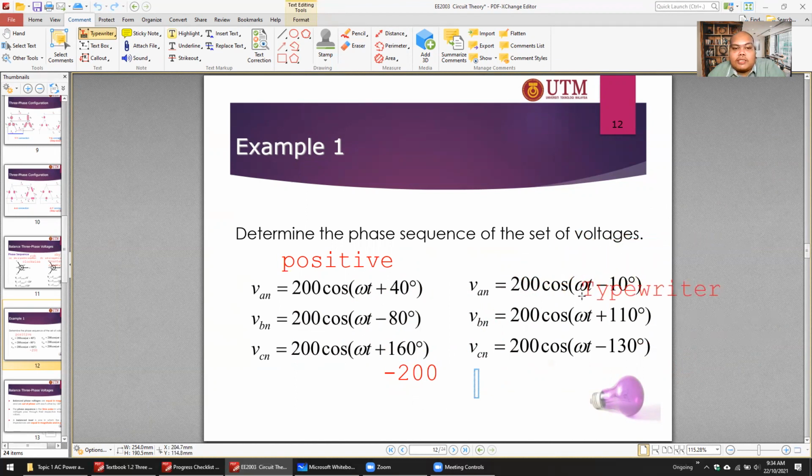And how about this? If you look here, ABC, make sure the sequence is ABC. Then you look at 110. This one is positive. 110, so it means that your phase is clockwise. Means that this is counterclockwise. I mean, counterclockwise means that your system is negative sequence.